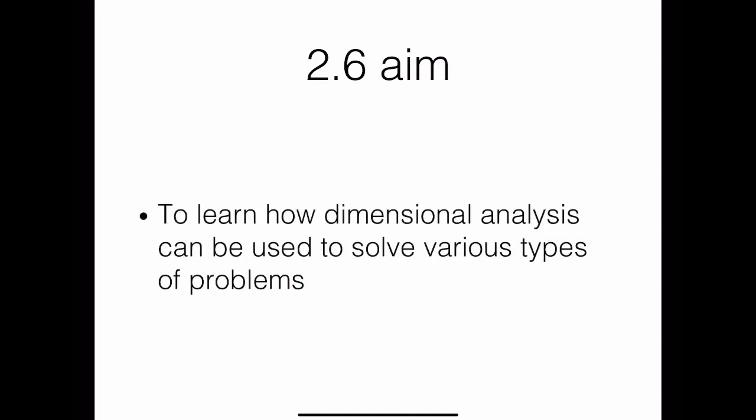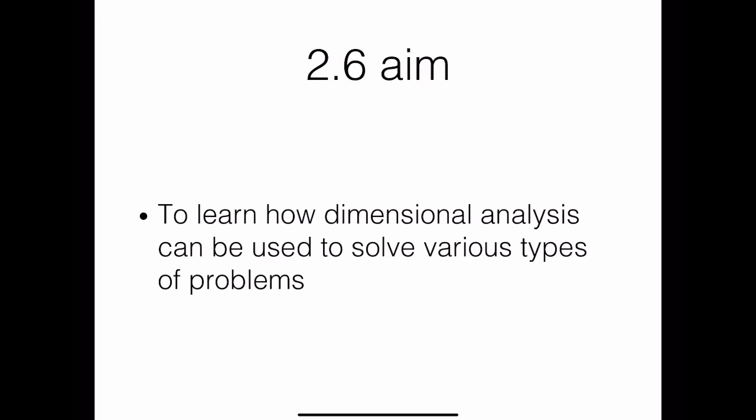Section 2.6 is something we're going to be coming back to over and over and over again throughout this year. So we start with a basic introduction of how it works, and then we'll revisit it in several different chapters later on as we progress through chemistry. But our aim for Section 2.6 is to learn how dimensional analysis can be used to solve various types of problems. Some of you may have seen this before.